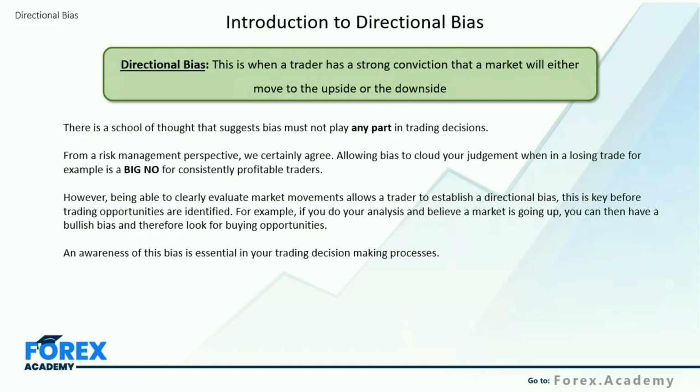Now, being able to clearly evaluate market movements allows a trader to establish a directional bias. So if you have a methodology which can evaluate which way the market is moving, that can therefore allow you to, with a high degree of probability, establish a directional bias. Now, this is key before trading opportunities are identified. So this is at the very early stage of that decision-making process.